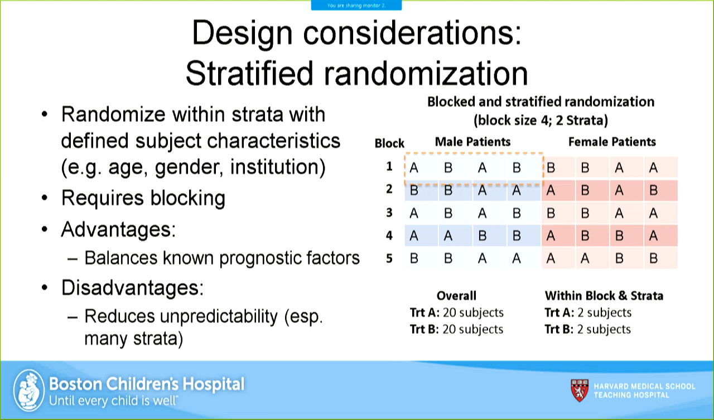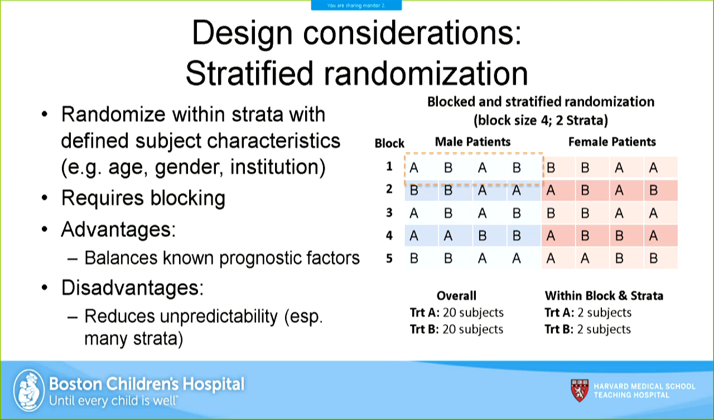And then finally, there's stratified randomization. This is where you randomize within certain strata defined by some subject characteristic. It could be age, gender, or in a multi-center study, the institution that the patient is in. In the example here, I've done a blocked one, and usually with stratified randomization you would also include blocking. So this is a blocked and stratified randomization.